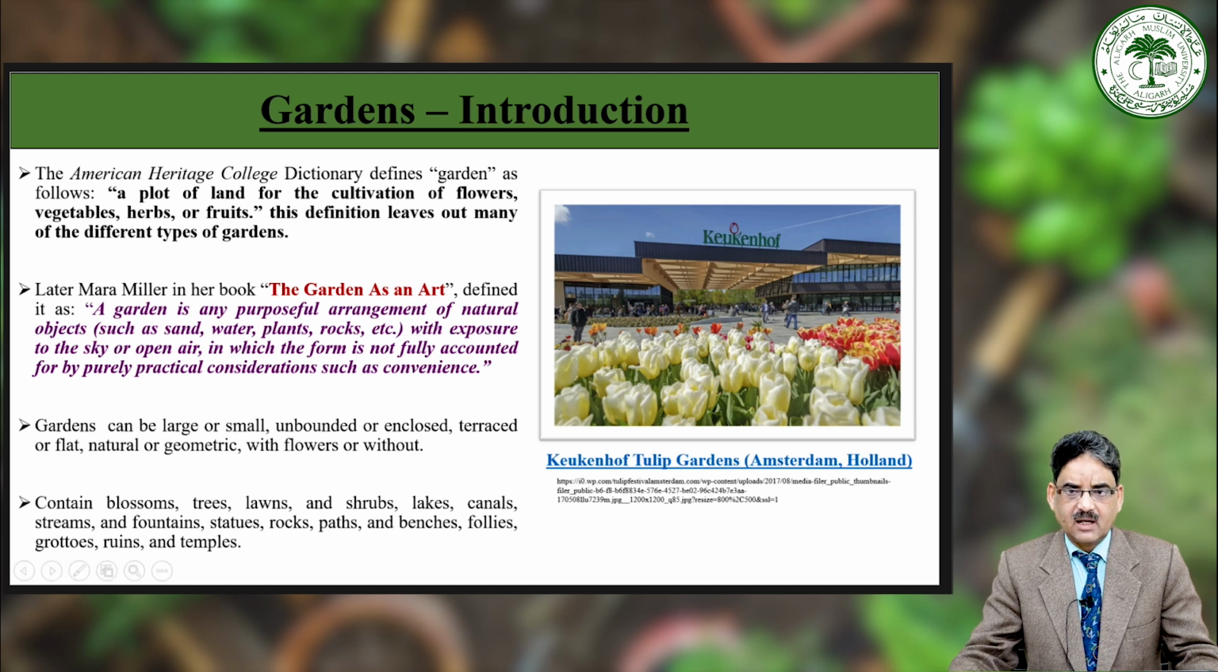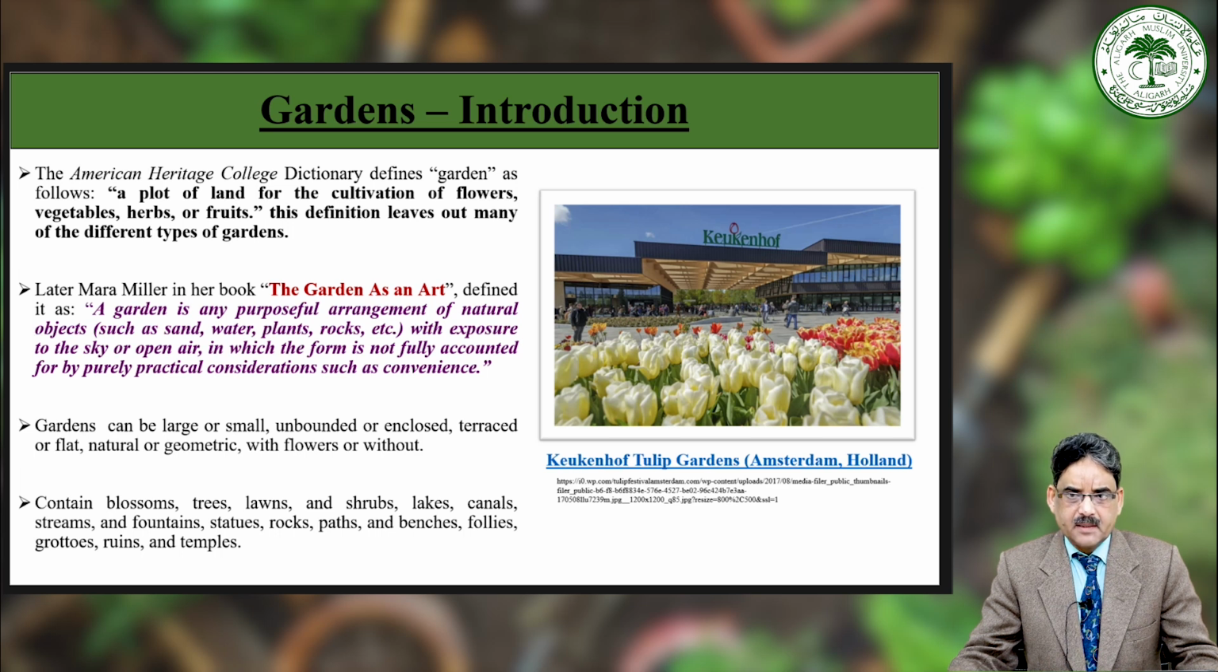Let's kick off our discussion by exploring the basics of the garden. The American Heritage College Dictionary defines a garden as follows: a plot of land for the cultivation of flowers, vegetables, herbs, or fruits. This definition leaves out many of the different types of gardens.